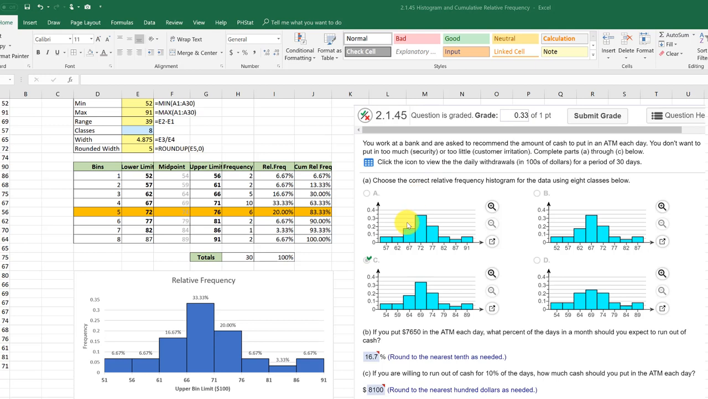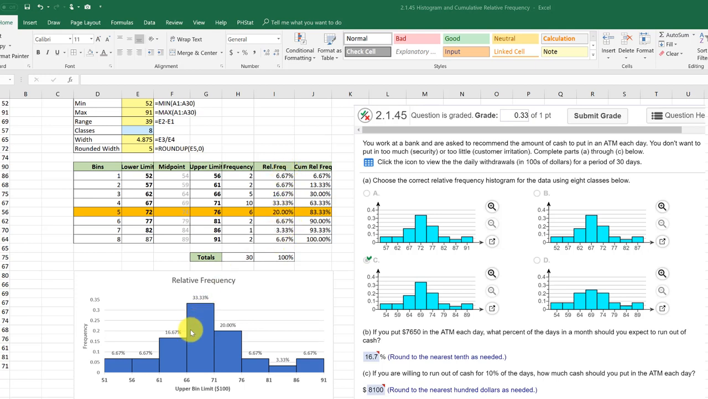So we went ahead and used the Larson MyStatLab method to create a histogram, this one, which we used to answer the first part of the question. And here's the table that we used in which we calculate the lower limits and the upper limits, and then use either the Excel frequency function or the Excel data analysis toolpak histogram tool to come up with the frequencies in each of these bins. Then we found the relative frequencies, and that's nothing more than dividing the frequency in a bin by the total. We had 30 days, 2 divided by 30 is 6.67%, 10 divided by 30 is 33.33%. So we had the relative frequencies.